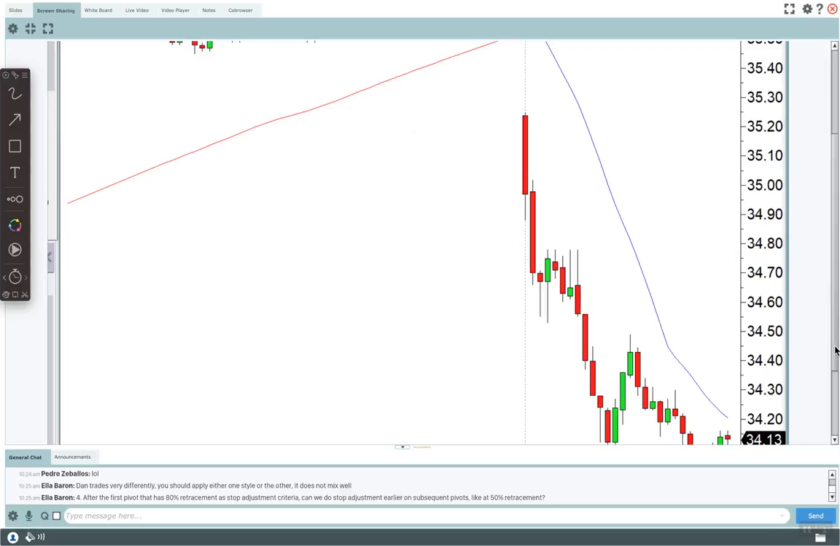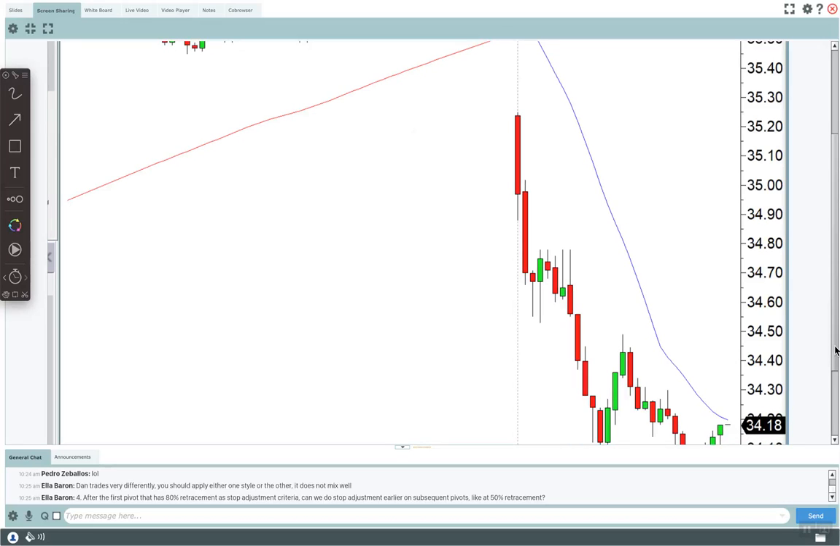After the first pivot that has 80% retracement as stop adjustment criteria, can we do the adjustment earlier on subsequent pivots? Can you go halfway after the first one? Why don't you do this, Ella? Why don't you keep track of halfways and 80%ers and see which one performs best? That's something that I think your experience has to bear out for you. Does that make sense? Track them both.